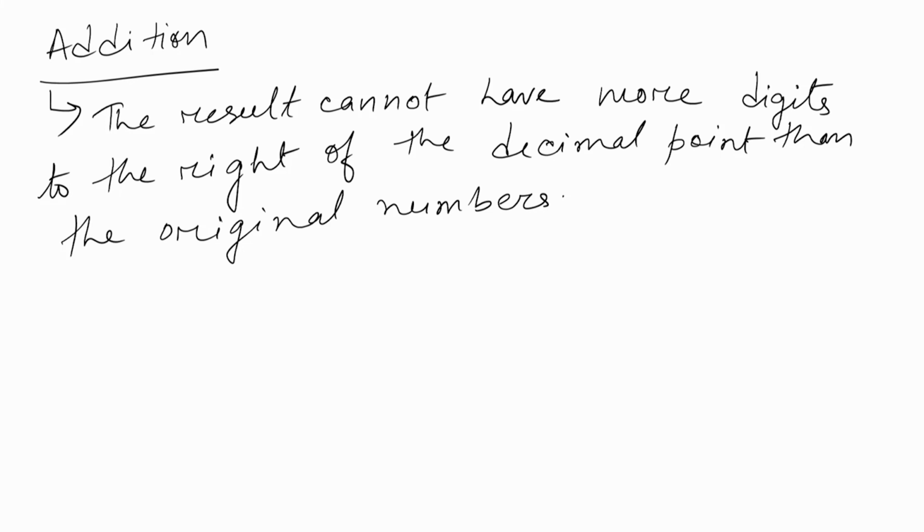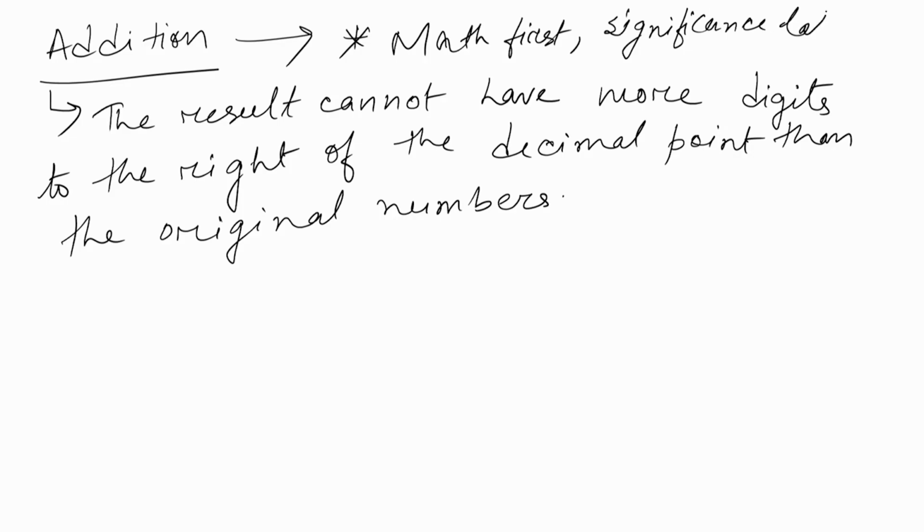Now we will see some examples, but before seeing some examples, we need to say that the mathematical operations of significant figures have a very important common rule, that is math first, significance later. Okay. So we will have to do the math first, then we will discuss the significant figures. So let's take this example.